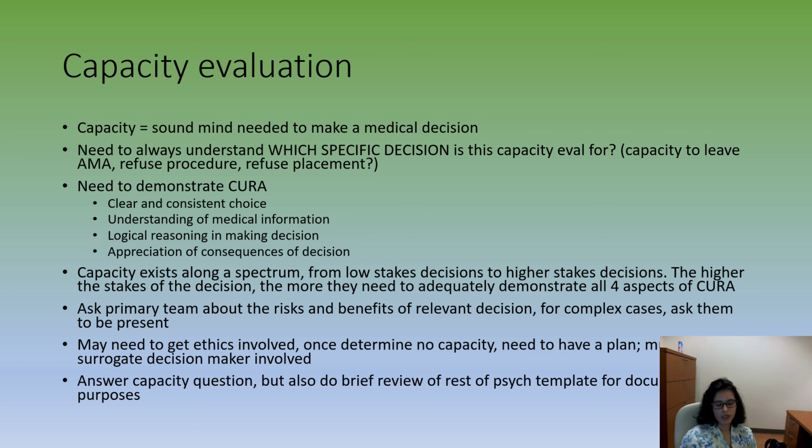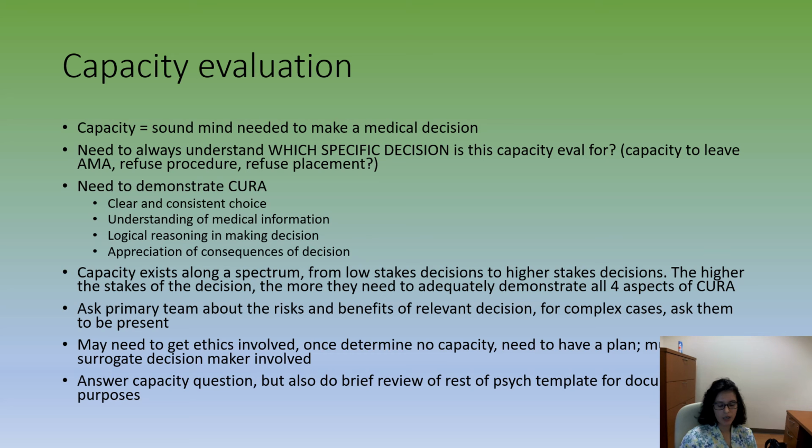So it's helpful when you're getting the consult to ask the primary team about the risks and benefits of the relevant decision and the proposed treatments. And if it's a really complex situation, ask them to be present. You need to know the risks and benefits of the decision so you can assess if the patient understands it. Because if you don't understand it, how can you know if the patient understands it? That's why you really need to get the primary team to explain it clearly to you.